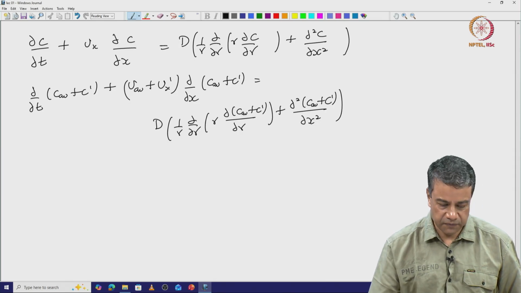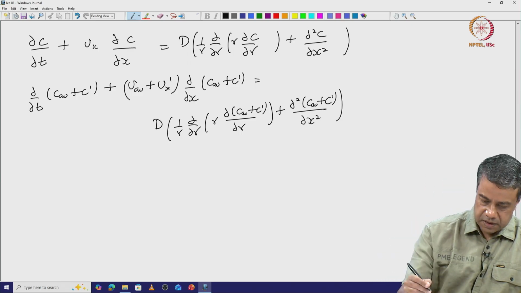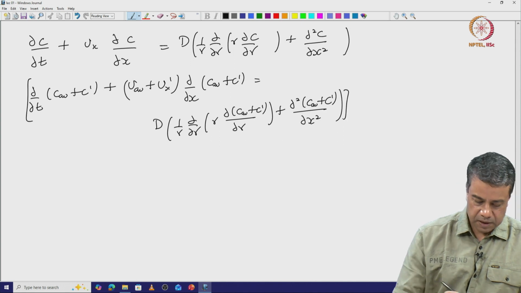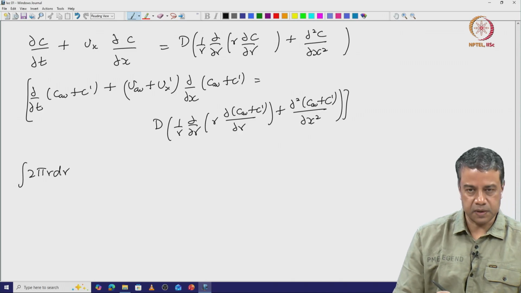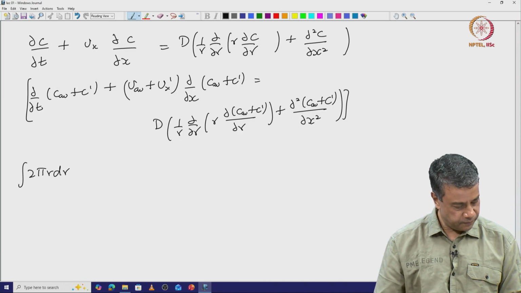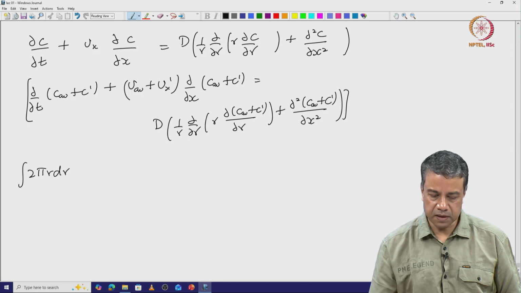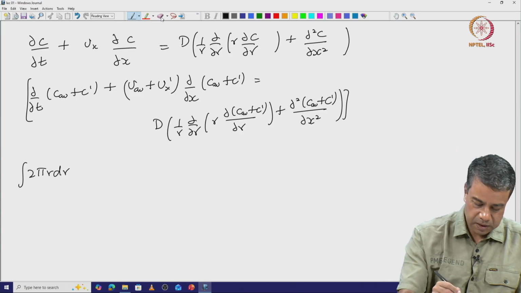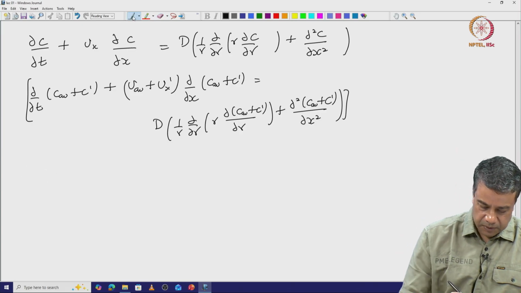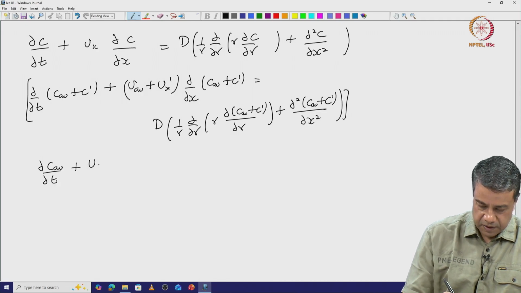The next step is to take the average of this whole thing over the cross section of the pipe. So, if I take this equation and then integral 2 pi r dr times the equation, you can see that all the linear terms in C prime will go away, and therefore, I will have partial C average by partial t plus V average partial C average by partial x.